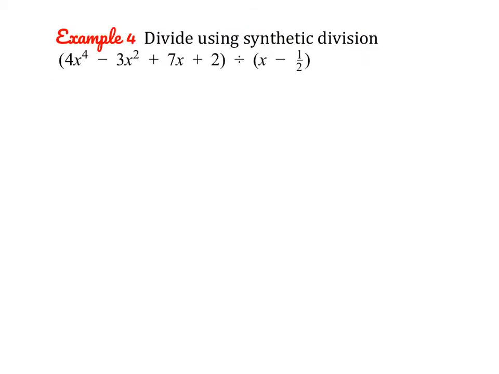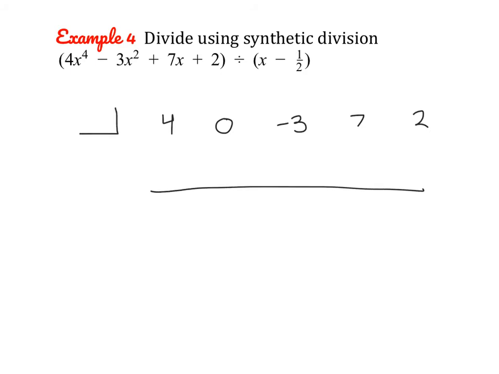All right, let's try another one together. So again, we can use synthetic division because we're dividing by the binomial. So here, let's do our setup. We're going to list out our coefficients. So we have 4x to the 4th, 0x cubed. Be careful, we're missing a term. Negative 3x squared, 7x, and 2. And then the number in our box is always the opposite of this number. So we're going to put positive 1/2.